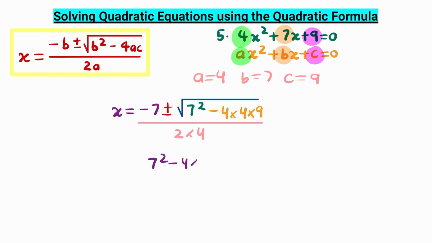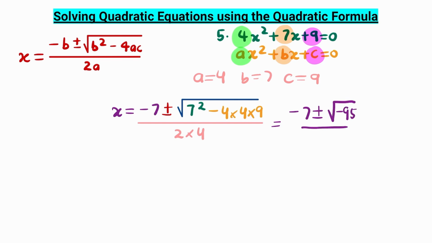7 squared minus 4 times 4 times 9. 7 squared is 49. Minus 4 times 4 is minus 16. And then minus 16 times 9 is minus 144. So 49 minus 144 is minus 95. So now we can write the simplified equation: x equals minus 7 plus or minus the square root of minus 95 over, we can multiply the denominator as well, 2 times 4, 8.